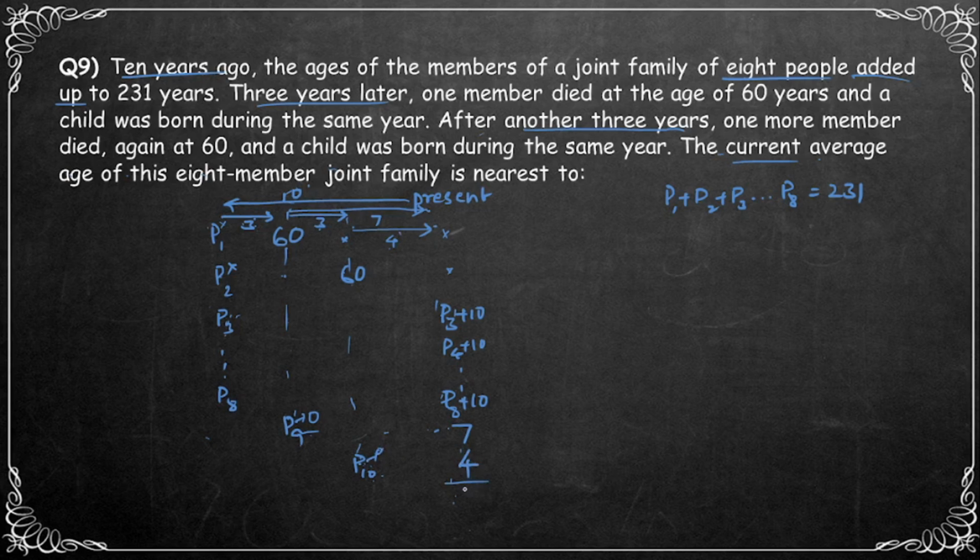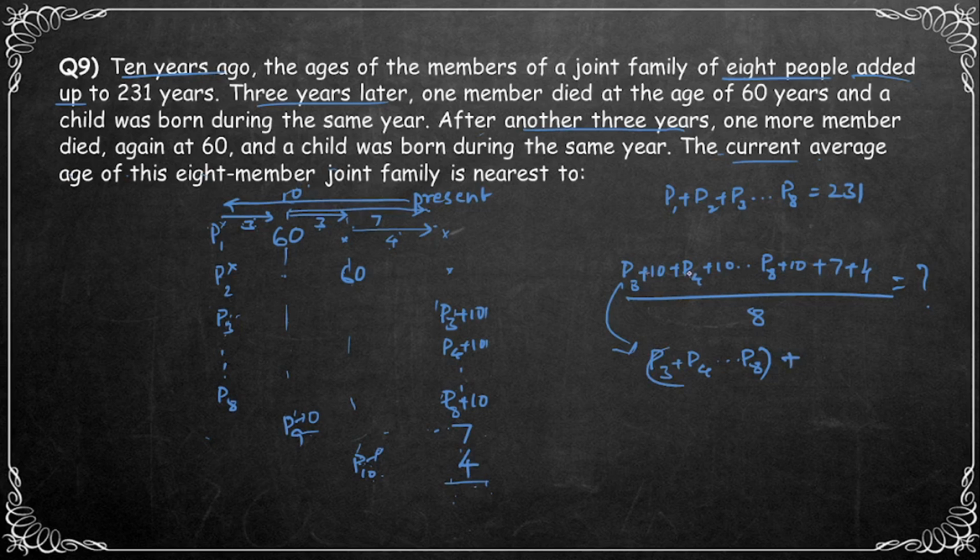Okay. So now if we want the average, we need to have the sum of all of these. That means we need to add them: P3 plus 10 plus P4 plus 10 till P8 plus 10 plus 7 plus 4, divided by the number of people, which is 8, is equal to question mark. Okay. So from here, if we take all of the variables to one place, we have P3 plus P4 till P8.